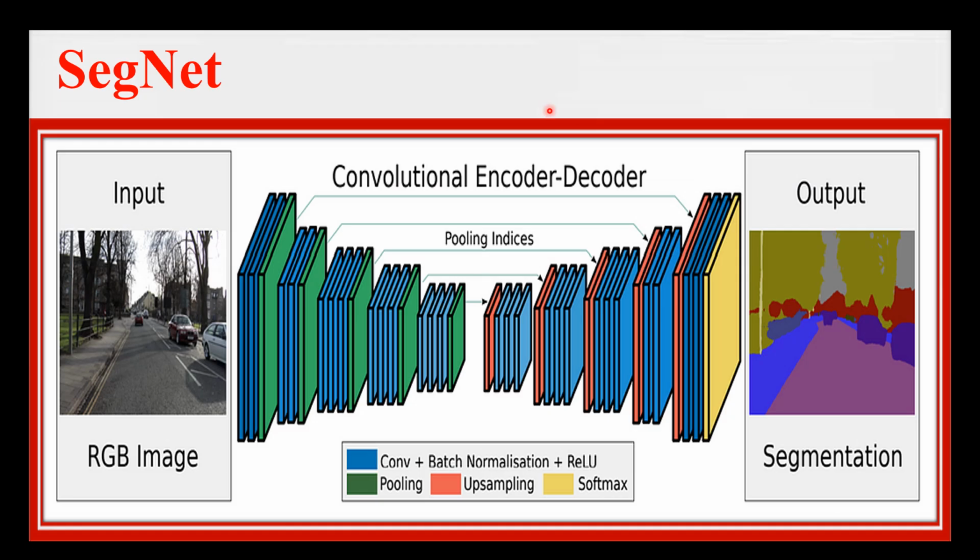Next comes SegNet. Now SegNet is a deep convolutional neural network architecture designed for the image segmentation task, and it is based on an encoder-decoder structure, where the encoder captures high-level features and the decoder reconstructs the spatial information to produce the final segmentation output. Now this encoder and decoder are connected by skip connections which pass information from the encoder to the corresponding layers in the decoder.